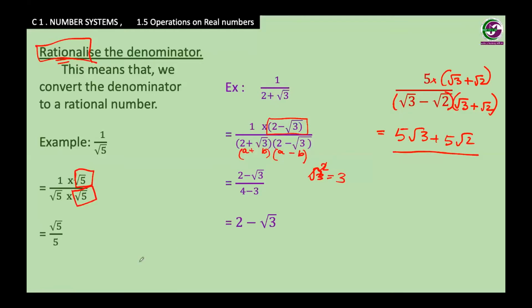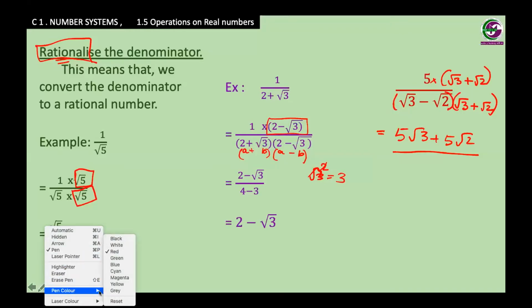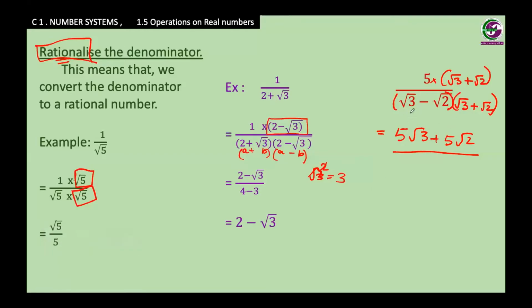Let us consider this is a and this is b. A minus b, again a plus b is a square minus b square. Square root of 3 power 2 is 3 minus square root of 2 power 2 is 2. So we have the answer 5 root 3 plus 5 root 2 divided by 3 minus 2. What is 3 minus 2? Which is 1. Is that okay?